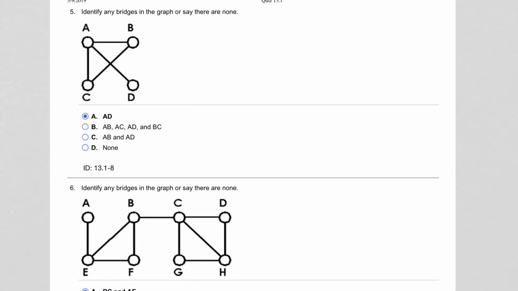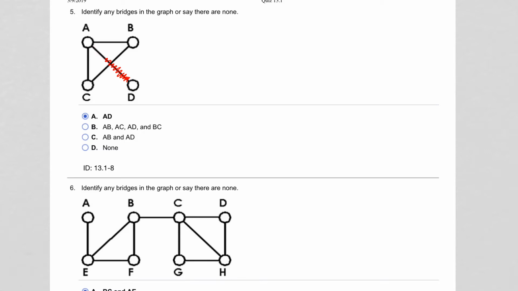Number 5 says identify any bridges in the graph or say there are none. So why is AD a bridge? Well, if we remove this edge, it would disconnect the graph from vertex D. D would be out there by itself, isolated, and so edge AD is a bridge.